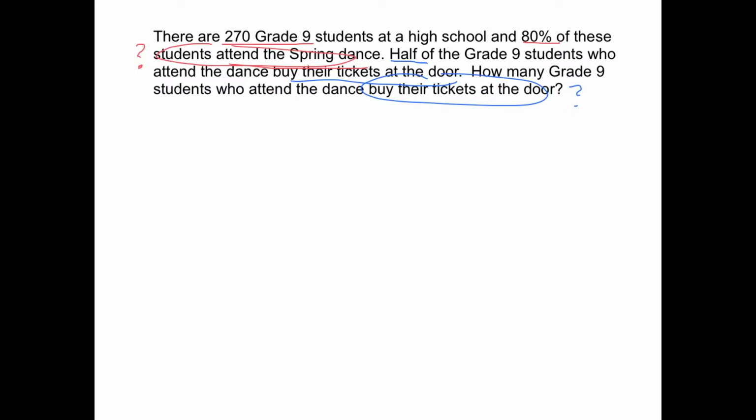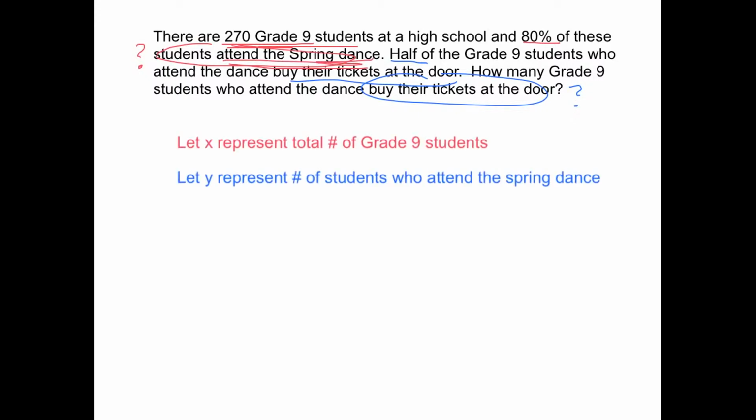Well, in the first part of this question, we're looking at the total number of students that attend this high school and how many of those students actually attend the dance. So let's choose X to represent the total number of grade 9 students at this high school and Y to represent the number of students who attend the spring dance. Now we need to come up with an equation to relate X and Y.